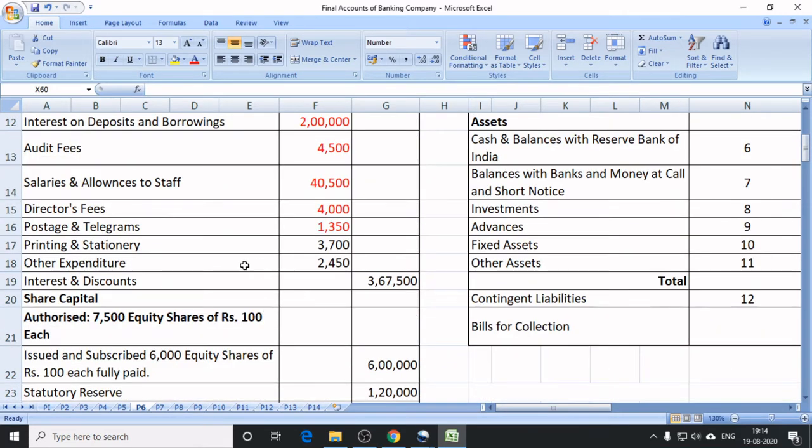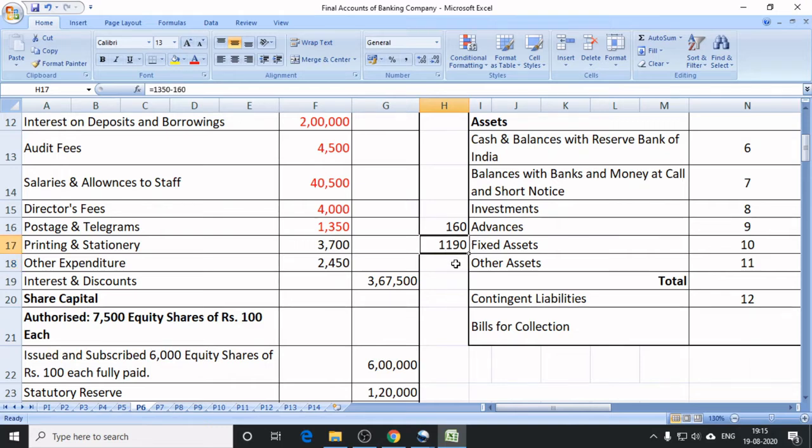Let me tell you. See, the total purchases of postage and telegrams in this accounting year, that is 2019-20, is 1,350. But out of this 1,350, the closing balance of postages is 160. It means what? Out of 1,350, used postages value is 1,190. Therefore the actual expenditure of this bank on account of postage and telegrams is 1,190, not 1,350. I'll tell you again. 1,350 is the total purchase value of postage and telegrams, and out of this 1,350, unused postages value is 160. It means used postages value is 1,190.